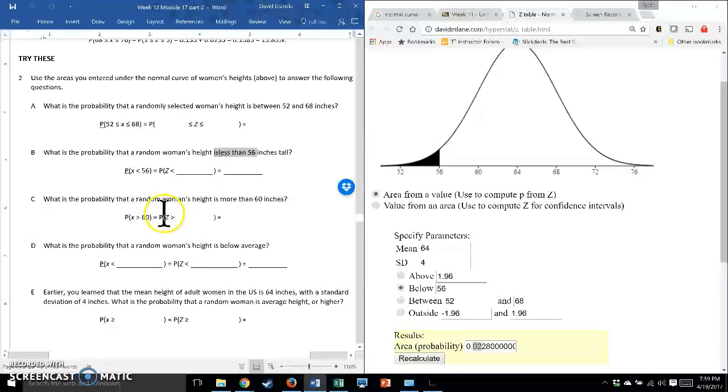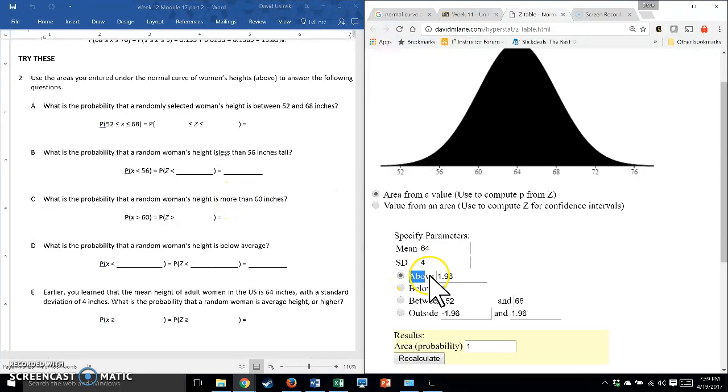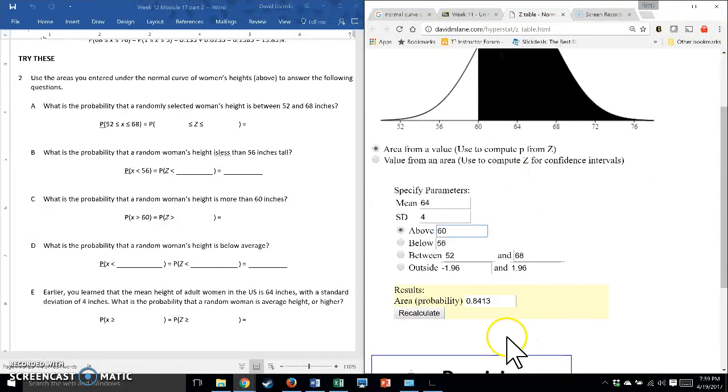The next question says, what's the probability that the woman's height is more than 60 inches? When you see the words more than, I have to do above, and we're going to put 60 inches in here and press enter. You can see that it shades in all the way to the right. So what's the probability the woman is 5 foot tall or taller? That again is about 84%.